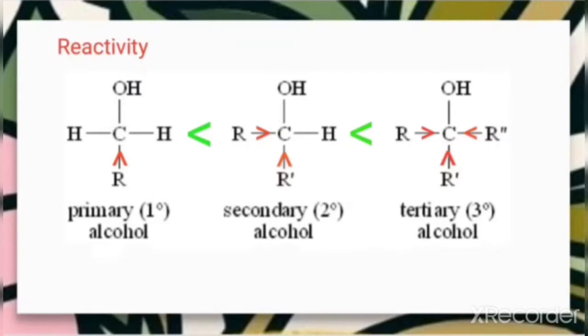Why? Because of the presence of a greater number of alkyl groups in the tertiary, it increases the electron density towards the oxygen. Therefore, the cleavage of the bond will be easier.